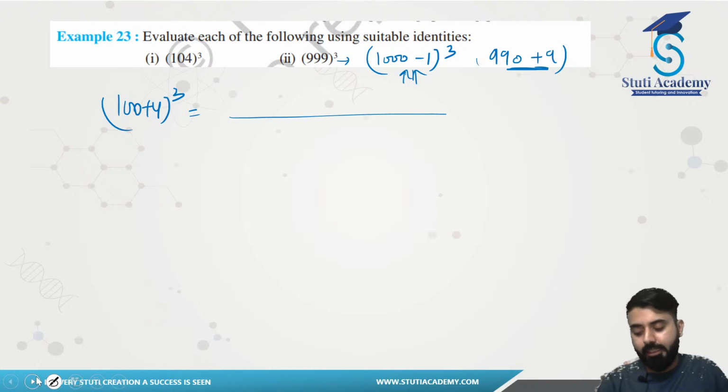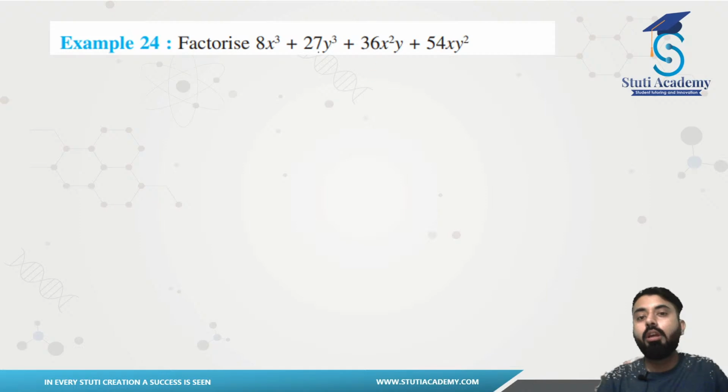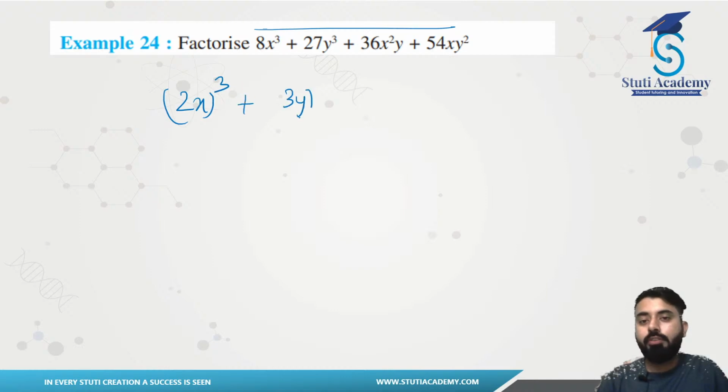I hope you don't have any doubt in this. So you have to factorize this, quite easy. This will be (2x) whole cube. This will be (3y) whole cube. This will be 3 into a is what?